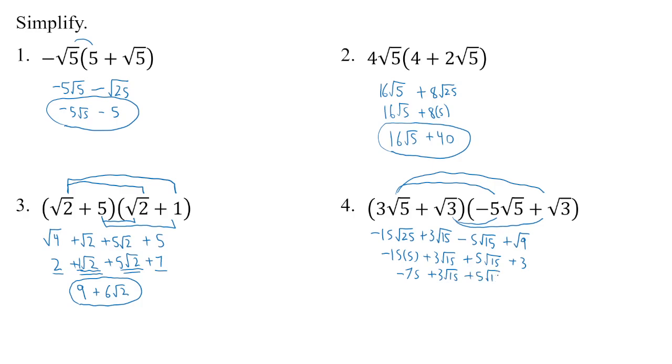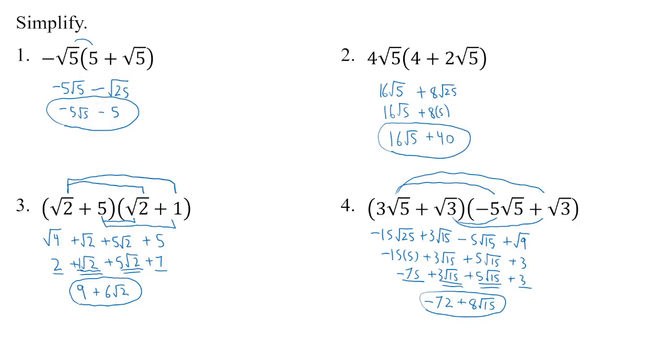So finally, we're going to combine our like terms. First, we have negative 75 and 3. That would be negative 72. We have 3 times the square root of 15 and 5 times the square root of 15, which gives you 8 times the square root of 15. And that is your solution. So you see, it's just like working with monomials or binomials. You either apply the distributive property or the FOIL method.